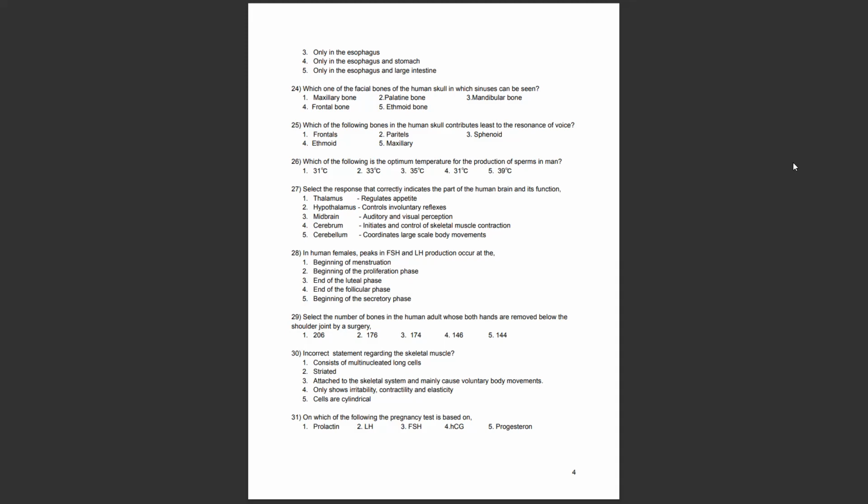Then the next one, question number 28. In human females, peaks in FSH and LH production occur at the end of the follicular phase. The answer should be the fourth answer, right? In the 21 exam, structured question, they asked to draw these graphs. I can't remember whether it was two or one. Anyway, they asked to draw one graph, right? So you have to remember the shape of the graph and be able to label those things, right?